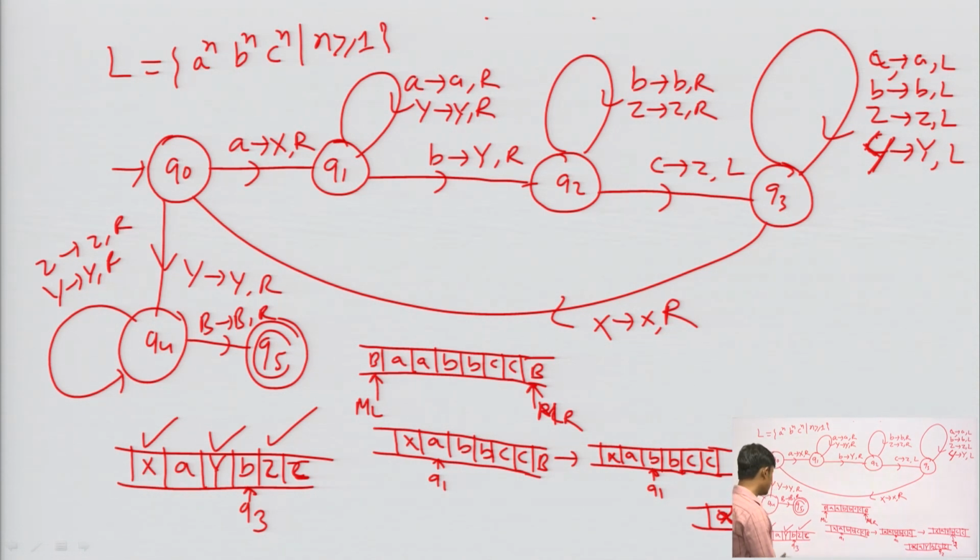So here we fix the bound of the tape. We do not require to move infinitely left or right, it will be fixed at both ends. That is why this is a linear bound automata.